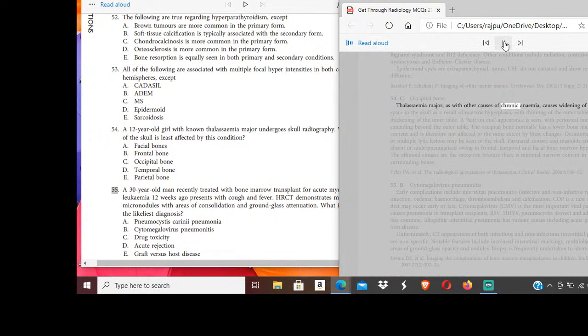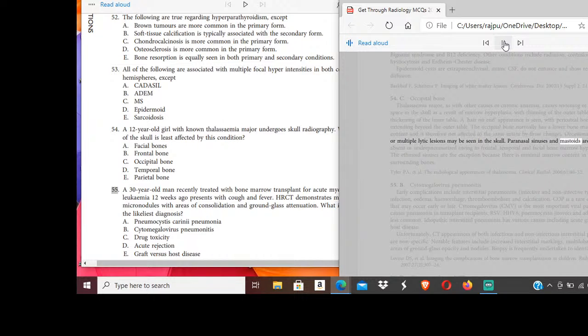As with other causes of chronic anemia, it causes widening of the diploic space in the skull as a result of marrow hyperplasia, with thinning of the outer table and thickening of the inner table. A hair-on-end appearance is seen, with periosteal bony spicules extending beyond the outer table. The occipital bone normally has a lower bone marrow content, and is therefore not affected to the same extent by these changes. Occasionally, solitary or multiple lytic lesions may be seen in the skull.